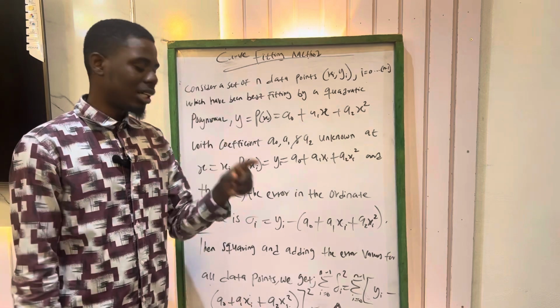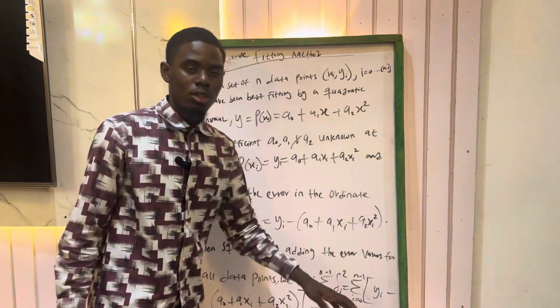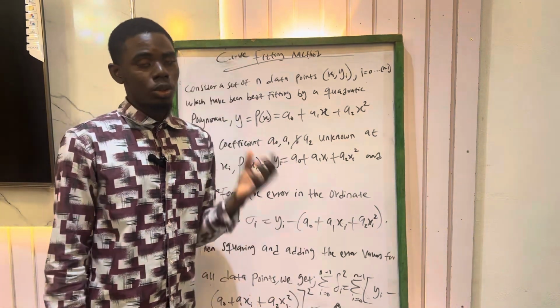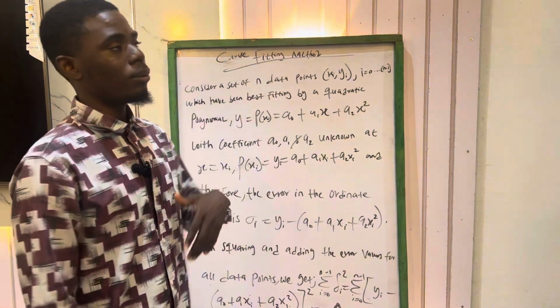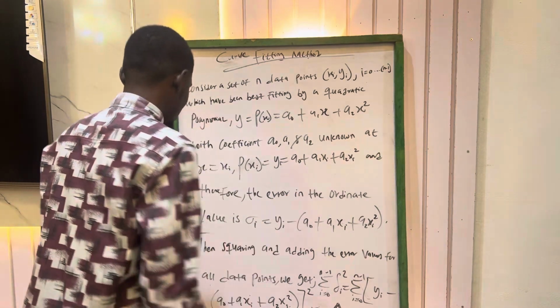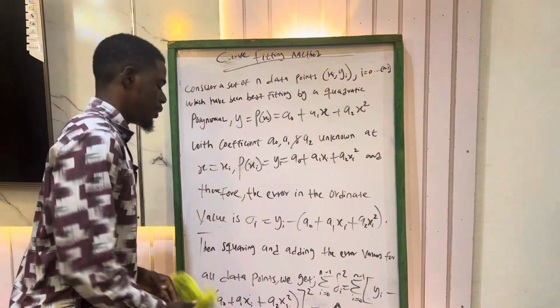So what we want to do now is differentiate this error value with respect to a subscript r, and r varies from 0 to 1 and to 2. So now, doing that, we're going to differentiate this entire term.